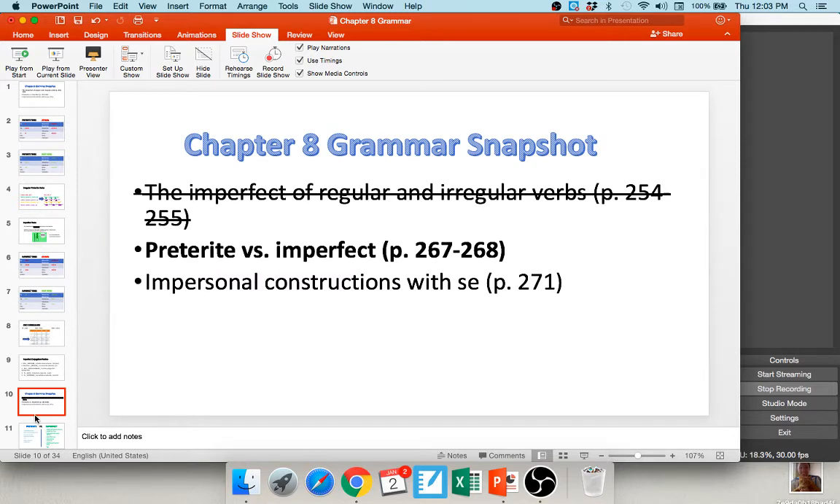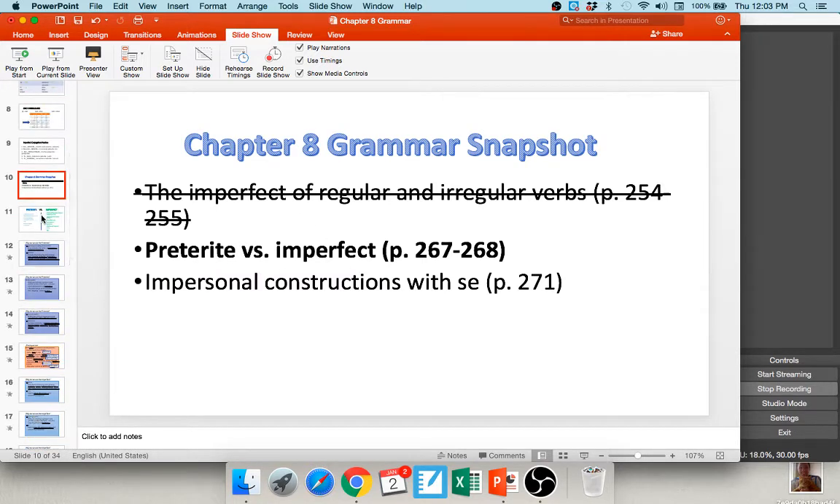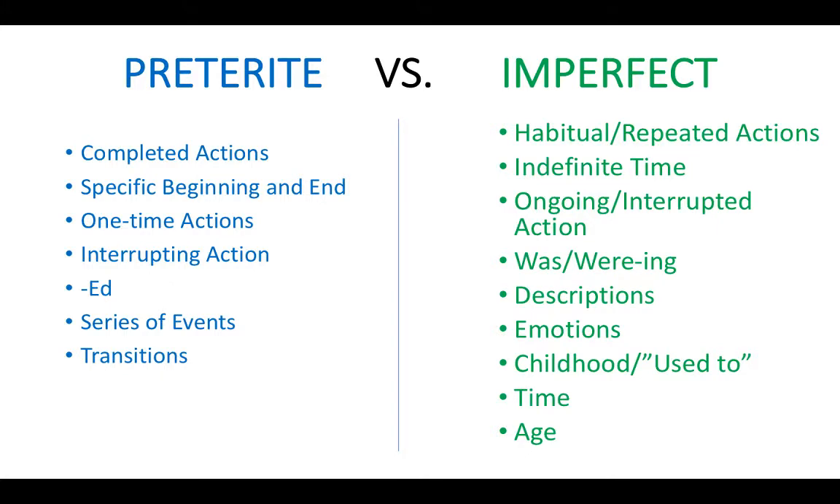Now we're going to talk about how to know when to use the preterite or the imperfect. And this is where things get a little complicated. So, the preterite, you already know from before, we use the preterite for completed actions. Actions with a specific beginning and a specific end. Okay, so this also includes one-time actions.